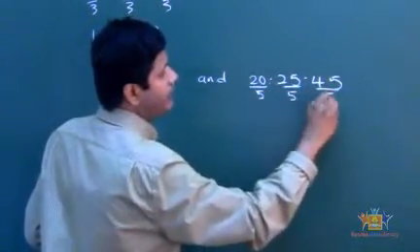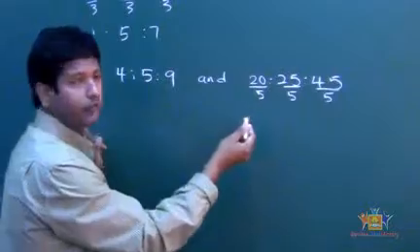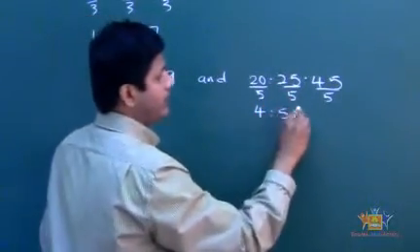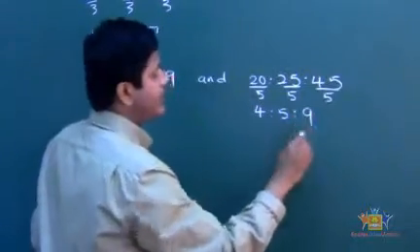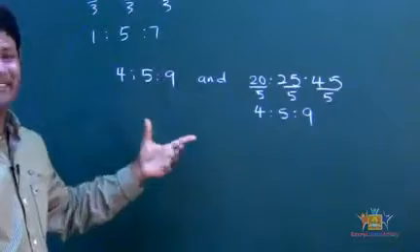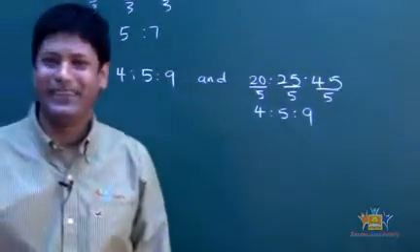So what happens? 20 divided by 5 is what? 4. 25 divided by 5 is 5, and 45 divided by 5 is 9. Now let's compare that. Yes, they are equivalent. So what that tells you is that these two ratios are equivalent.